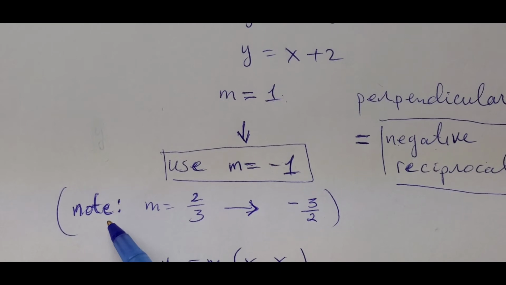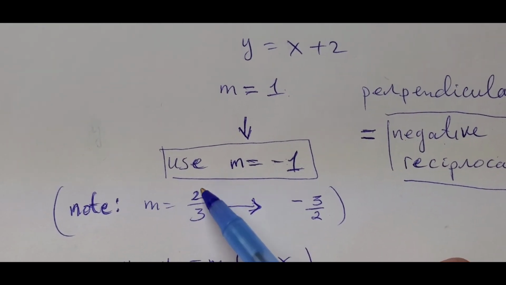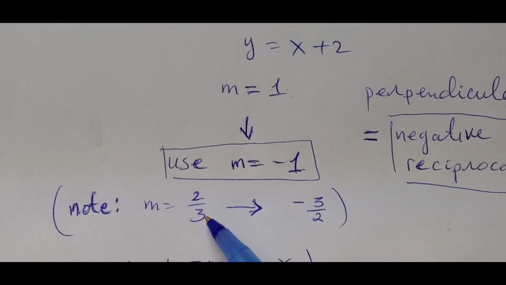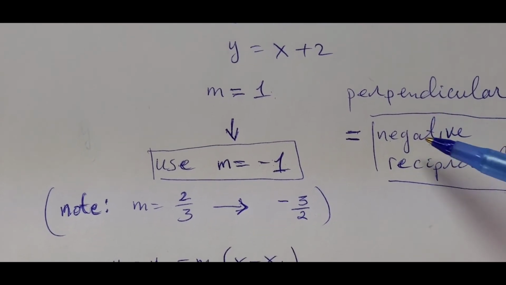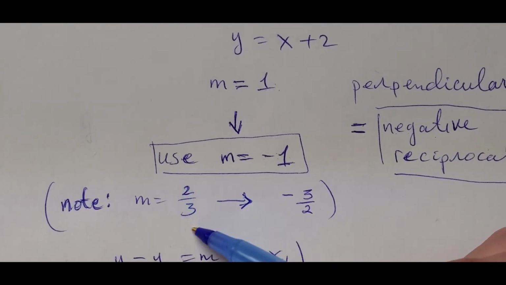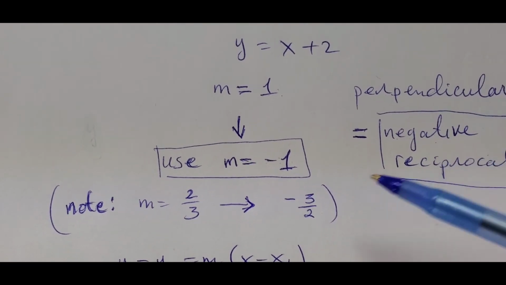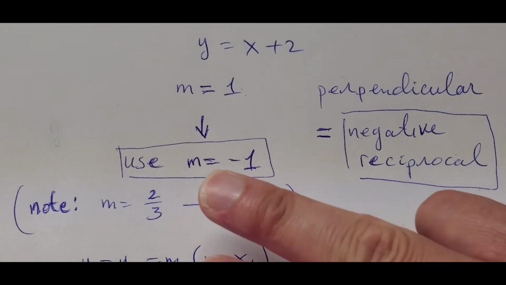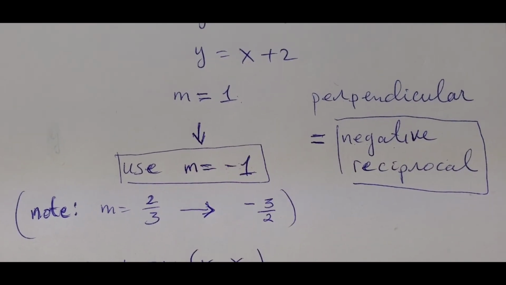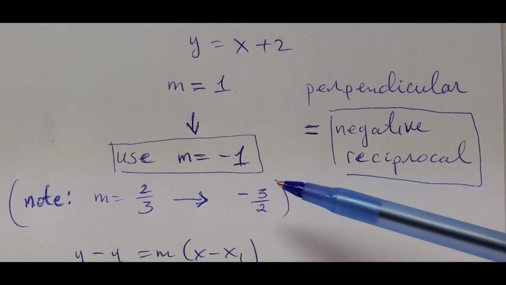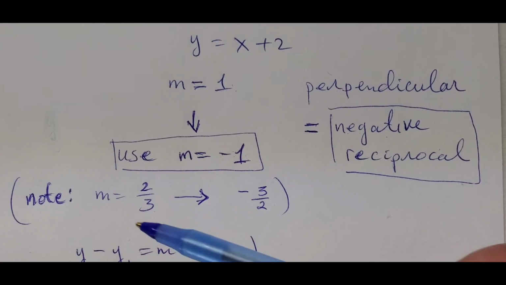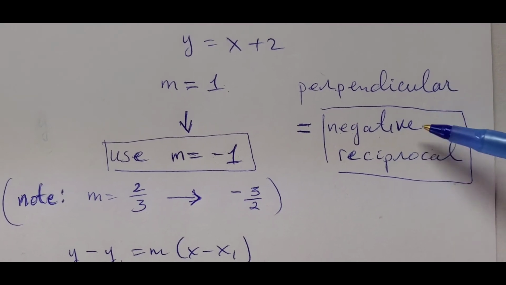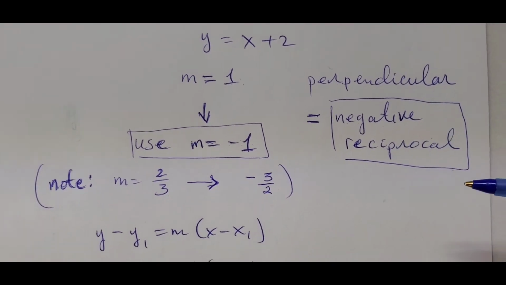However, note, if your slope happens to be a fraction like this, it's still the same thing. Follow the rule. This is positive. Put the negative in, and that's where the negative comes from. Reciprocal means you will flip. So you will flip the 2/3, which comes out to be 3/2. So if you have a fraction, this is what you do. Again, follow this carefully. Negative reciprocal. So now we know what we're doing.